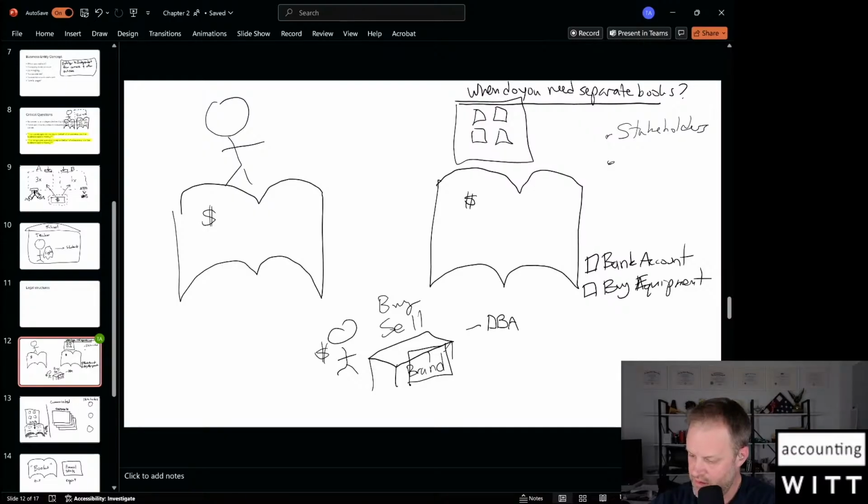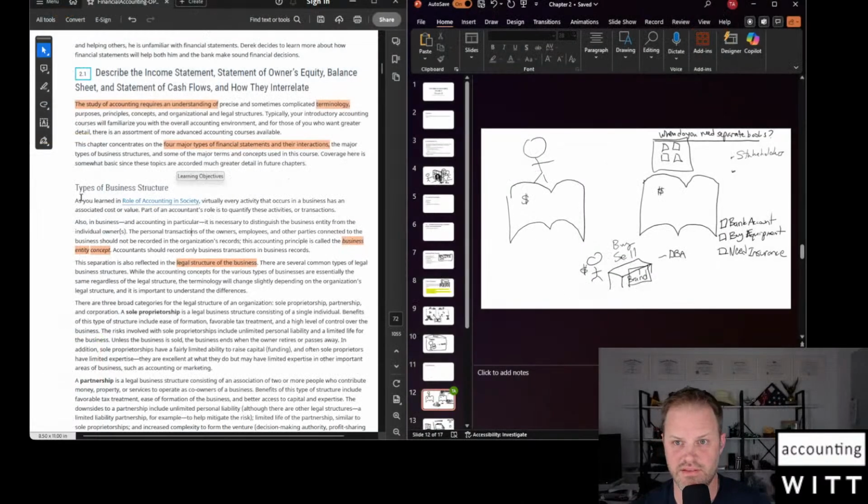I'm going to say need insurance. When do you rise to the level of needing insurance? All right. These questions will start to bring up the question of, do you need a legal structure? And that's what this learning objective is bringing up here, is this idea of business structures.